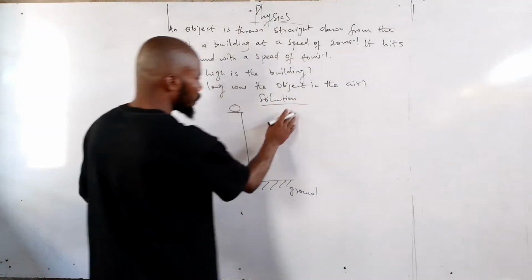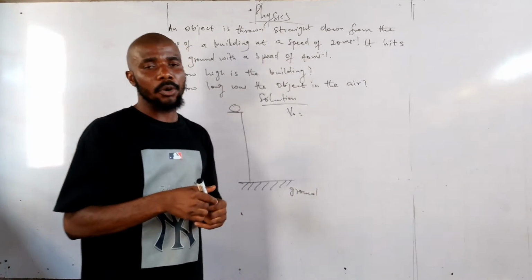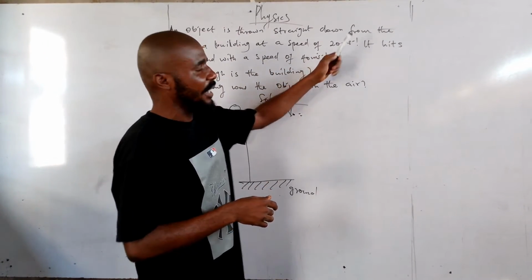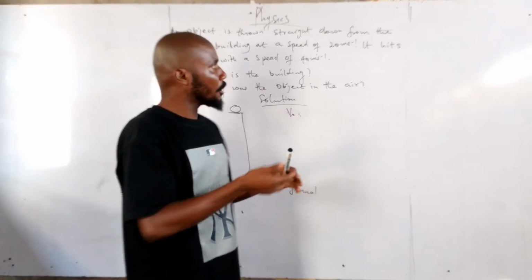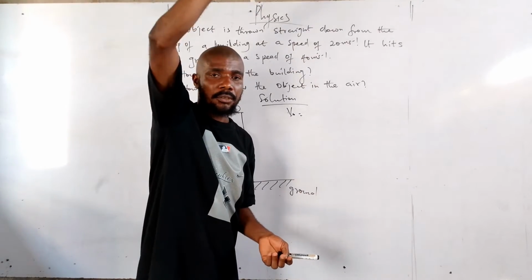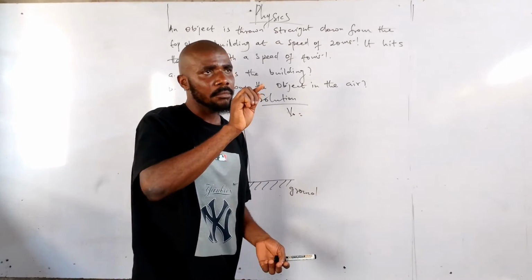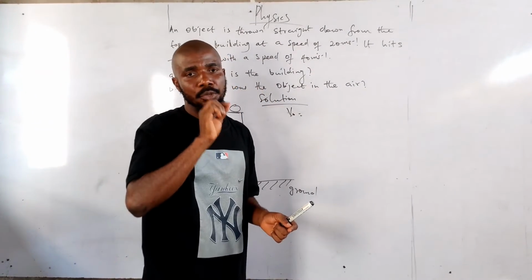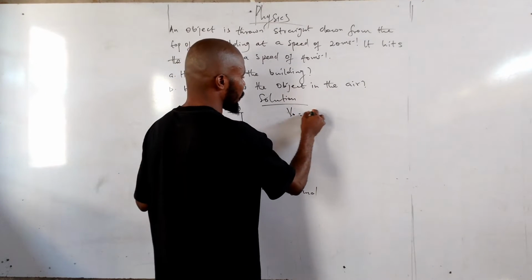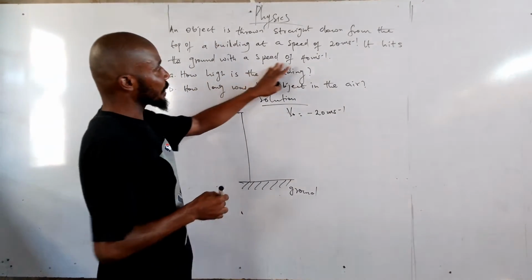Okay? The initial speed v0 is equal to 20 meters per second. Now watch. Remember that speed in a given direction is velocity. So the speed here is in the downward direction. Because we're moving in the downward direction, the speed will take up a negative value to indicate that it's moving towards the downward direction. So the initial speed here is minus 20 meters per second.